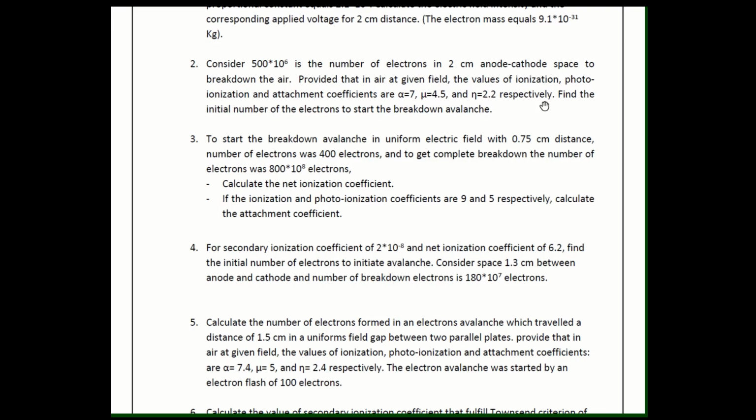So he gives us the number of breakdown electrons, the distance, which is 2 centimeter, and the ionization, photoionization, and attachment coefficients. He wants us to find the initial number of electrons to start the breakdown avalanche. Okay, let's move on to the question part and see how we can solve this problem.